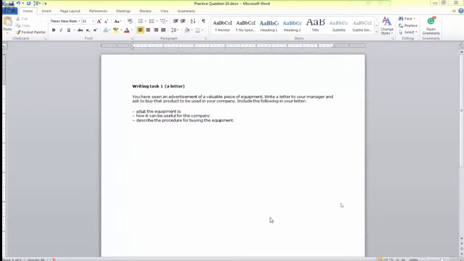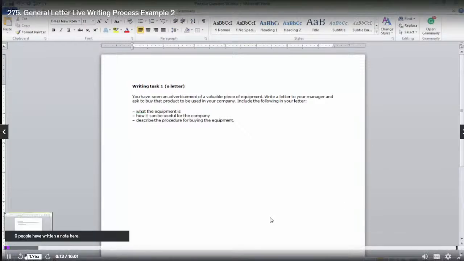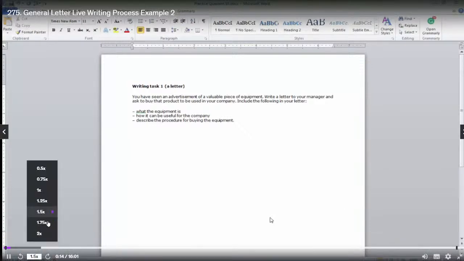Okay, everybody. We are now going to go through our second live example. And for this second live example, we're going to be looking at a semi-formal letter because we're writing a letter to a manager, it looks like. So as I said in the previous lecture, I'm going to be writing this live, so I'm not going to be able to necessarily be talking all the time. I know some people say, well, why aren't you talking more? Well, stop and explain, please.